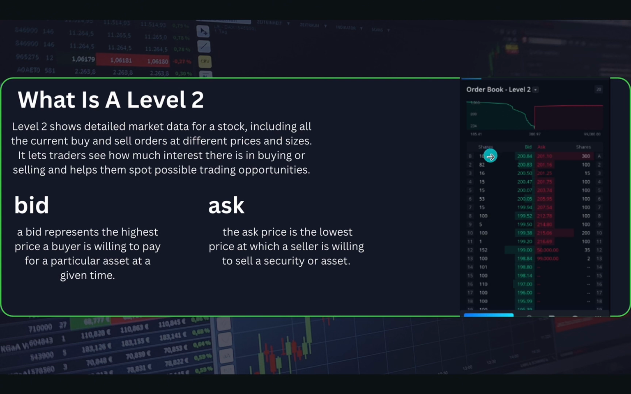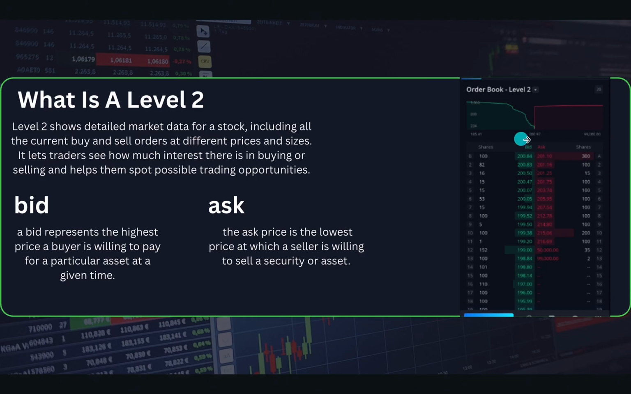First, we have the shares. This is how much someone is buying. They're buying 100 shares or 82 shares or 16 shares at the bid of $200.84. And right here, this is the buy and this is the sell. You can tell by the green and red, so it should be easy to differentiate.